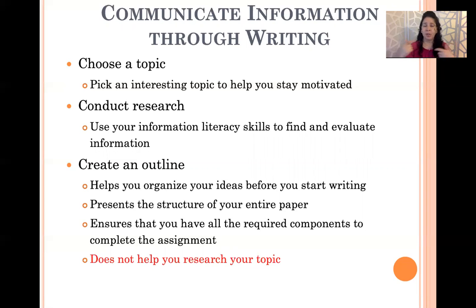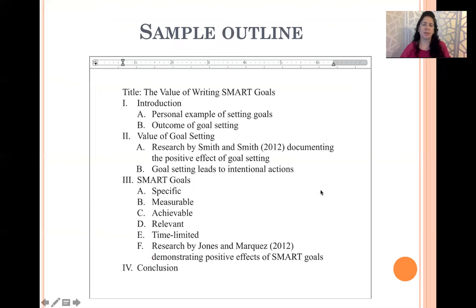Now, it doesn't help you actually do the research part. This helps you with the writing part. The research you should have done already. Sorry about that. You should have organized your thoughts, done all that. Now we're going to sit down and write. And we're going to create this outline to help us do the writing part of it. So here's a sample outline.